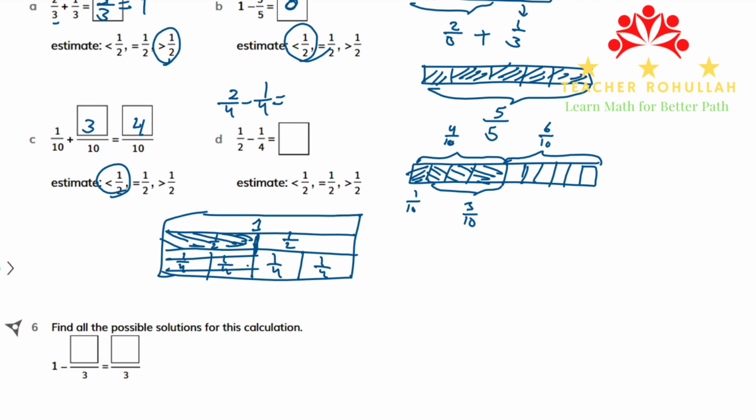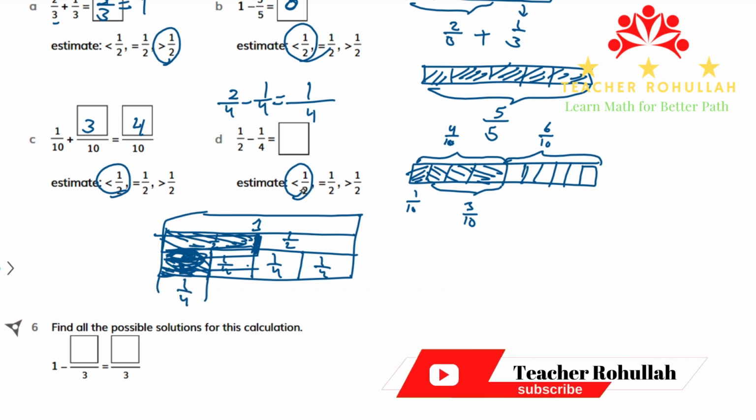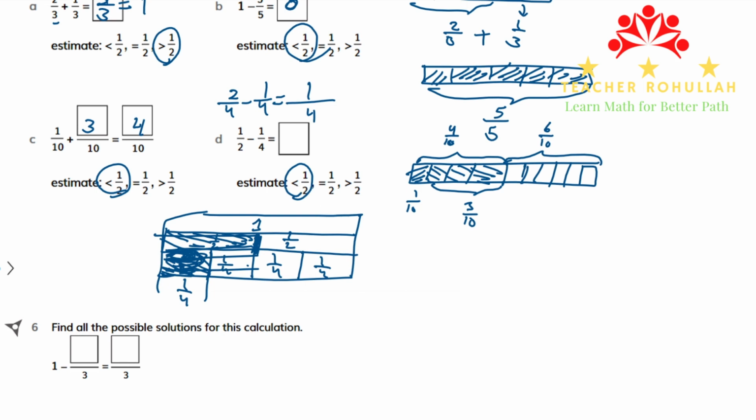Now we can simply estimate what the answer can be. The answer is less than 1/2. Why? Because if we now subtract, we will get 1/4, which is less than 1/2. It can be shown here. This part here is showing 1/4. This 1/4 is less than 1/2 because until here it's 1/2, and the answer, which is 1/4, is only showing this part. So we estimated the right way. Well, question 5 is also solved.